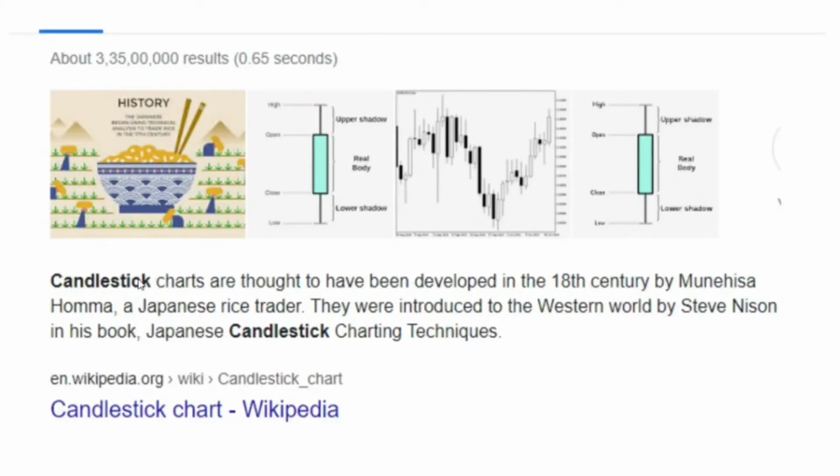Candlestick charts are thought to have been developed in the 18th century by Japanese rice traders. They were introduced to the Western world, that is the stock market, by Steve Nison in his book Japanese Candlestick Charting Techniques. So this is how the candlestick was introduced to stock market trading, and candlesticks are a major part of technical analysis, and most people analyze the chart by using candlesticks.